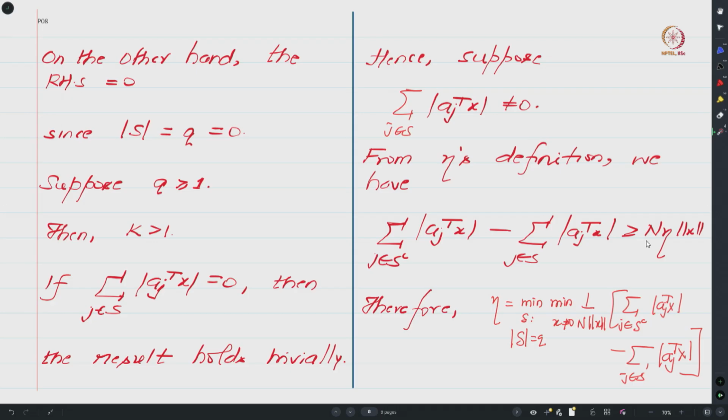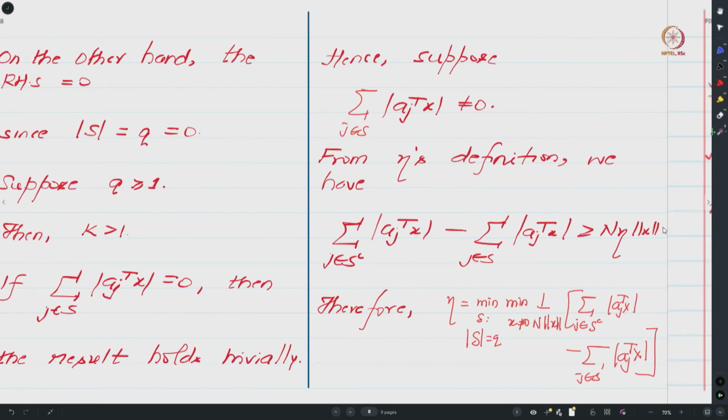So if I just rearrange the terms now, and keeping in mind that your x is presumed to have non-zero norm, one can see that because eta is the min of this, eta will be less than this quantity for any arbitrary choice of x and s, and hence whatever is your s and x, this expression will be greater than n times eta norm of x, right.